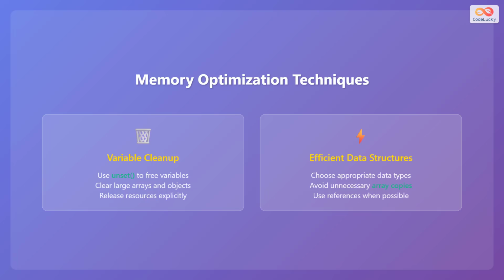The second is using efficient data structures. Choosing the correct data type for your variables can save a significant amount of memory. You should also avoid unnecessary array copies, as duplicating large arrays can quickly consume memory. When appropriate, use references, which allow multiple variables to refer to the same memory location, thereby reducing memory overhead.